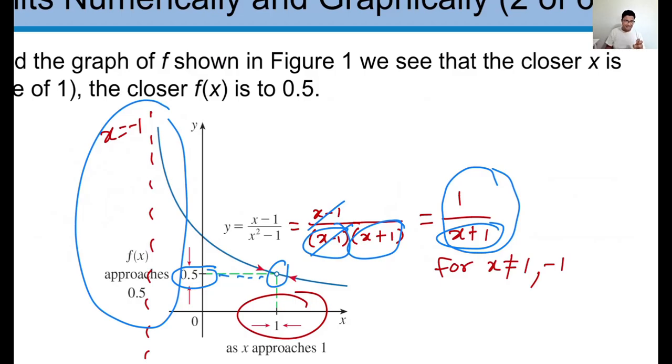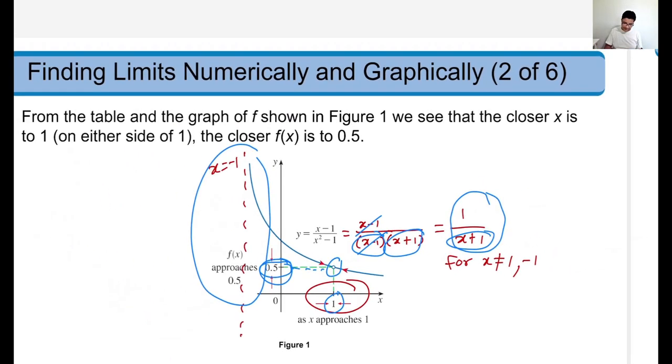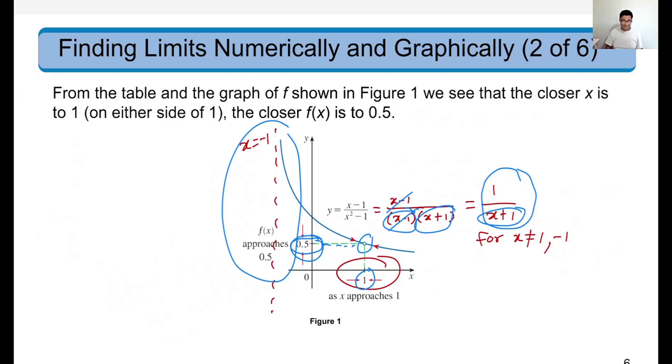And the limit of the function, as x approaches 1, the limit is 0.5. Although the value of the function is not 0.5, the limit of the function as x approaches 1 is 0.5. You could see it graphically as well.